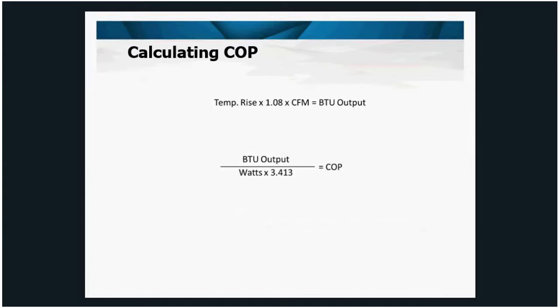So we start plugging these numbers in. We'll take our temperature rise times 1.08. 1.08 is a conversion factor for the weight of air. 1 cubic foot of air equals 0.0755 pounds. Everybody rounds it to 0.08. Then times our CFM, that equals our BTU output. And then we're going to take BTU output divided by the watts times 3.413, and that's going to give us our coefficient of performance.